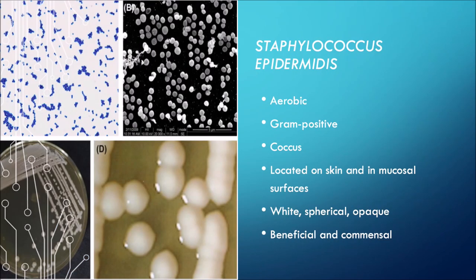Staphylococcus epidermidis is a bacterium that resides in the nasal cavities. It is an aerobic, gram-positive coccus bacterium usually located on the skin and on the mucosal surfaces. In microscopic images, colonies look pearly white, glistening, opaque, and spherical. It tends to live commensally in the anterior nares and can also have a beneficial relationship with the human host. S. epidermidis has the ability to live beneficially, commensally, or become pathogenic, illustrating the dynamic nature of the human microbiota.